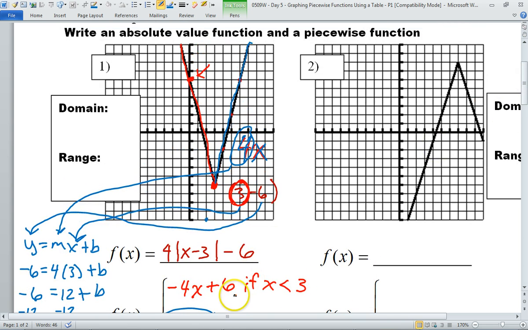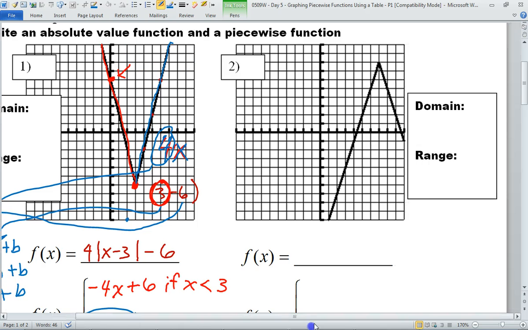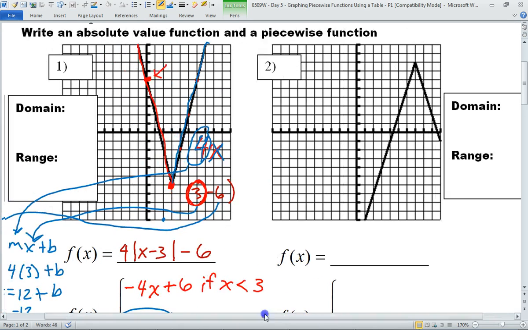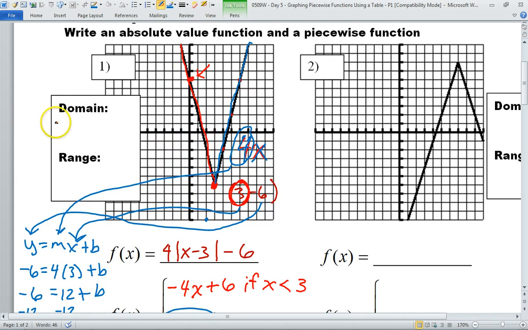Okay. Number 2, just more practice of the... Oh wait, domain and range. I almost forgot. What's the domain of this problem? Negative infinity to positive infinity. What's the range for this problem? Negative 6 to positive infinity. Any questions on the domain and range?